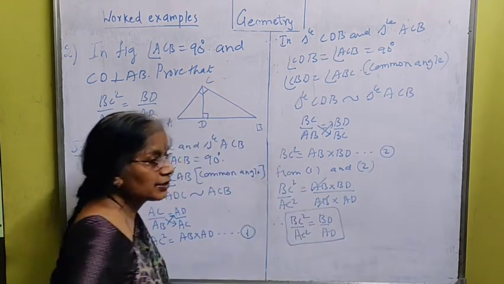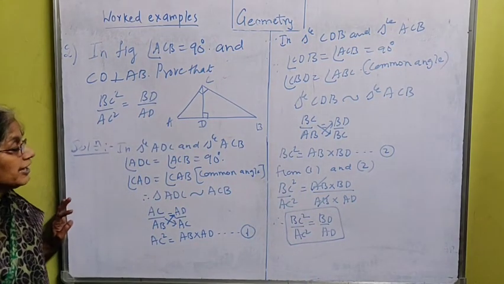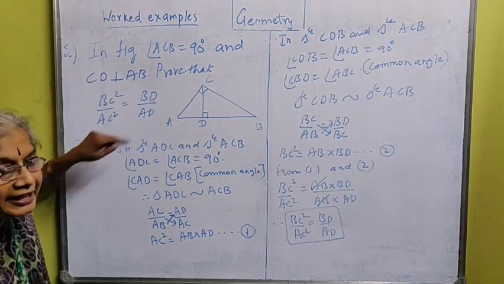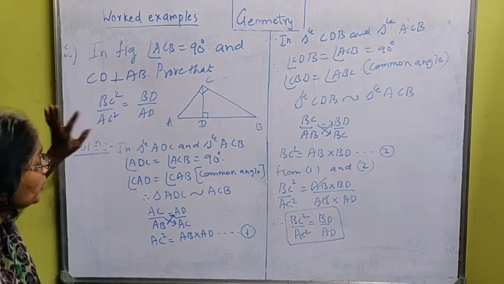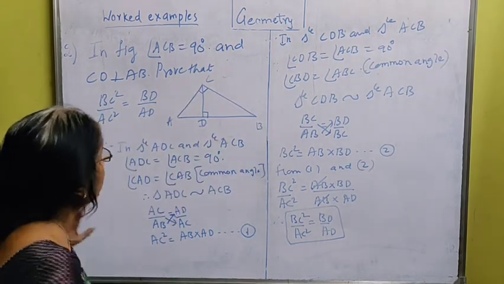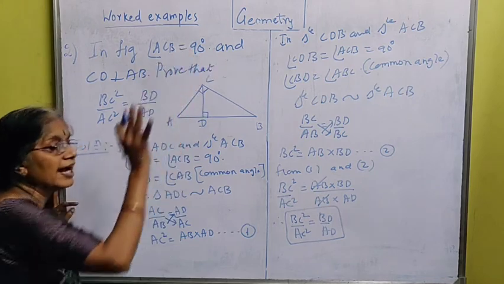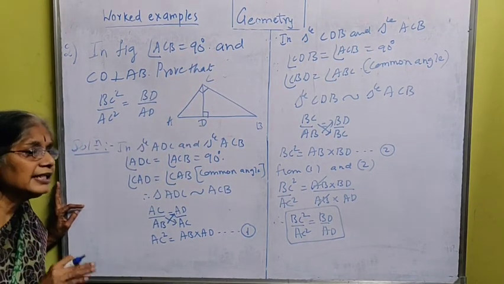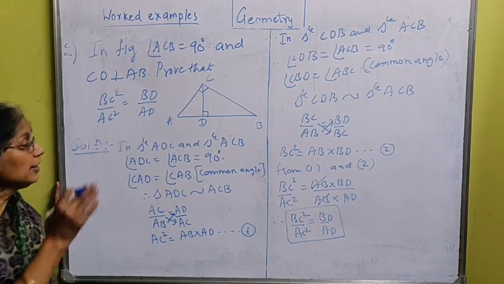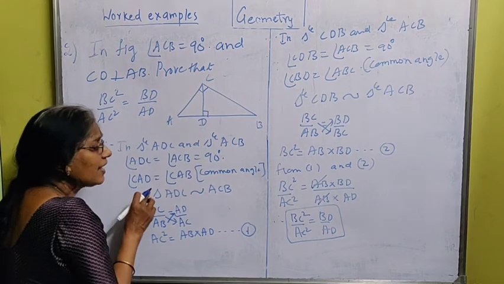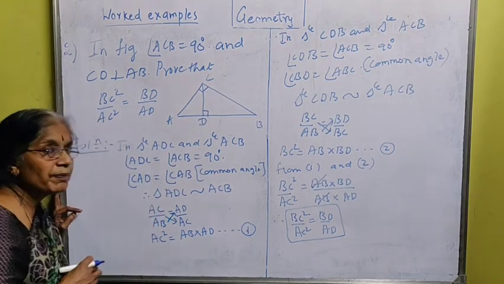So once again I will explain you. Here what you have to prove is that BC square by AC square is equal to BD by AD. So you are going to draw here, see as given CD is perpendicular to AB. So three triangles are created: ACB, ADB, CDB. You are going to compare triangle ADC with ACB and prove they are similar. Then only you get the ratio, that is, proportions.